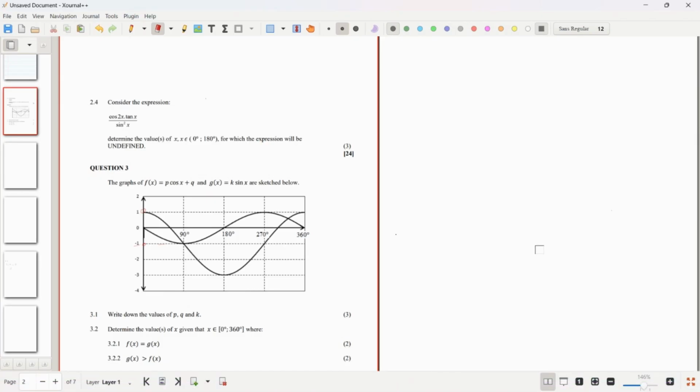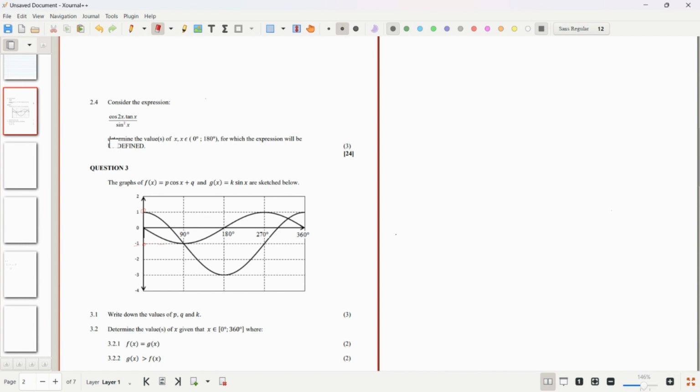In this session, we'll be looking at a trigonometric question, right? So, if we can check, we have 2.4 here. They say consider the following expression. We're given the expression here. You can see your numerator is cos 2x multiplied by tan x, divided by sine square x, right?